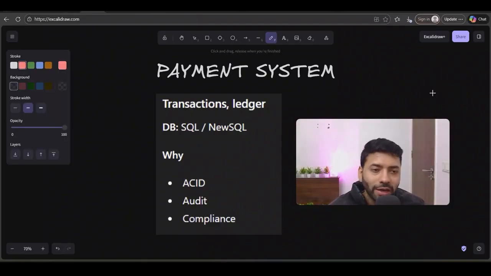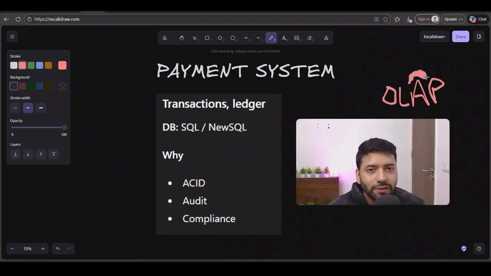Next, if we talk about analytics related operation in payment system, for that we can simply use OLAP database, correct? Because OLTP database are used for handling the transactions for running your business, whereas OLAP is used for analytics to understand the business, correct? So for analytics, metrics, dashboards, logs, you can use OLAP.